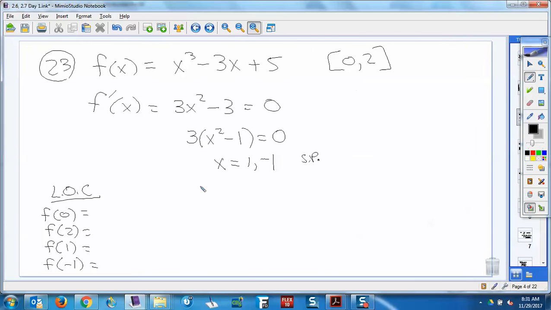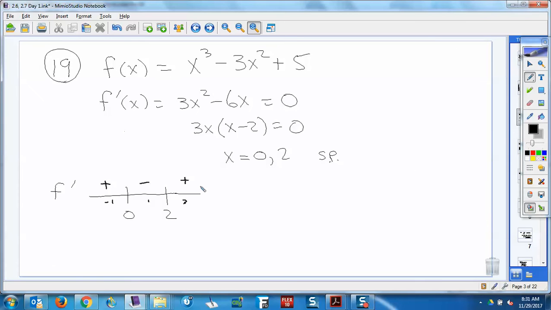Now, let me add to that the idea of an inflection point. So let's say this problem had also asked about concavity. It didn't when we did it, but it could have. So what if it asked for inflection points, stuff like that? Well, we would then do f double prime, and we would repeat this process. So what's f double prime here?